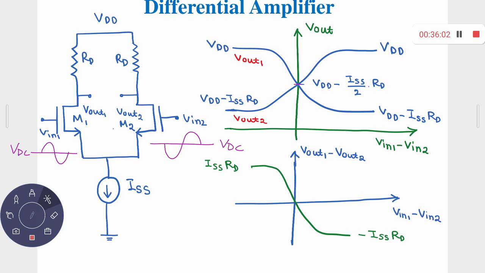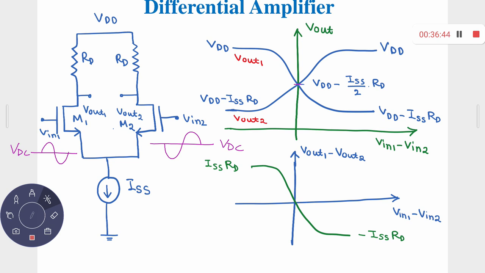Reverse thing happens. That means at that point, you'll see that this time M2 will carry the entire current. It will carry this IDD, ISS current. And M1 will not carry any current. Point V1 minus V2 is approaching towards minus infinity. So then you will find that the output voltage at drain 2, this Vout2, is given by VDD minus ISS RT, and Vout1 is equal to VDD. So I know only this.